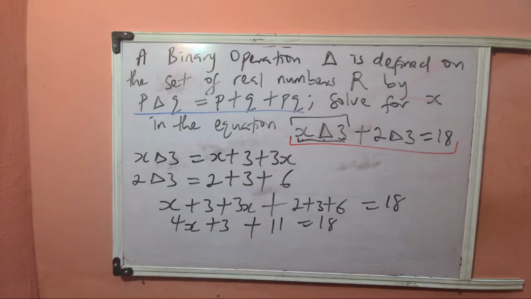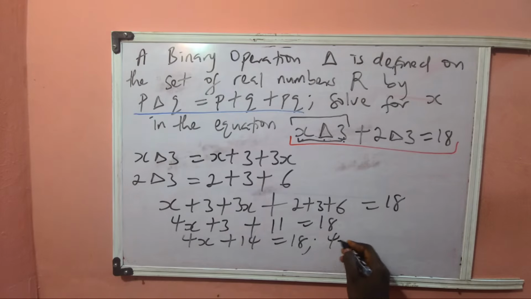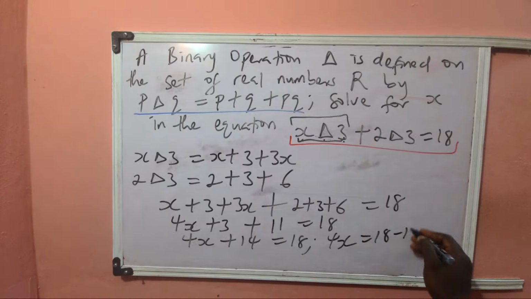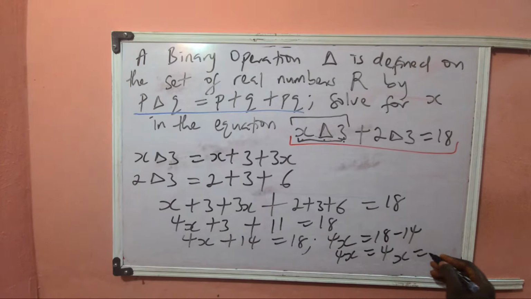So what we have here is 4x plus 3 plus 11, which will be 14, equal to 18. You can obviously see your result for x coming out already. That means 4x will be equal to 18 minus 14. 4x obviously will be equal to 4. Our x here will be equal to what? 1.